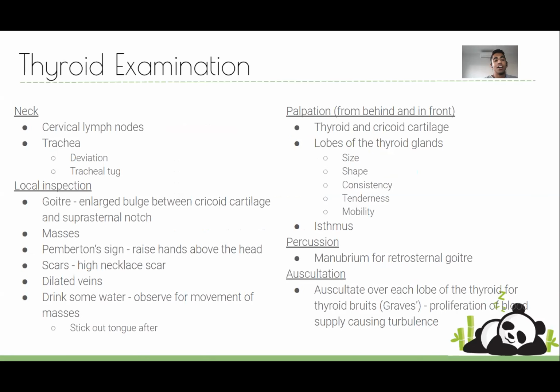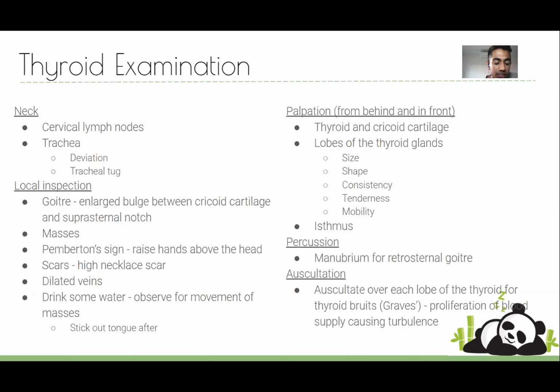And then we move to our neck. So we'll start with our cervical lymph nodes, looking for any cancers that have metastasized. We'll check for tracheal deviation and tracheal tug, for any anatomical dysfunction there. And then we'll move more closely to inspection. So we're going to be looking for a goiter, any masses.